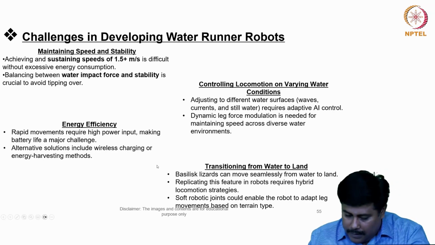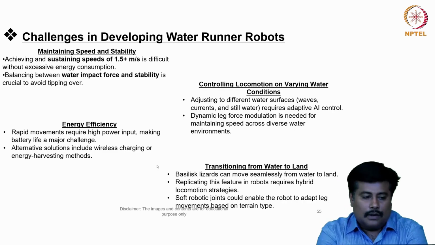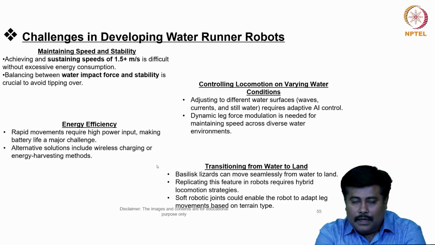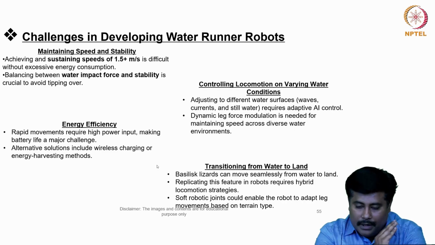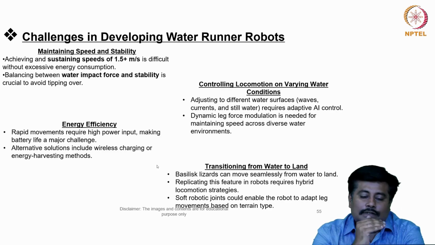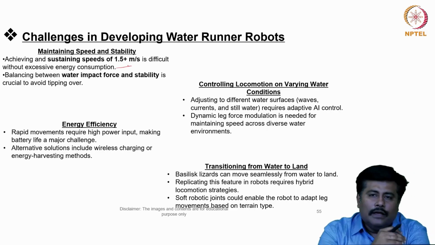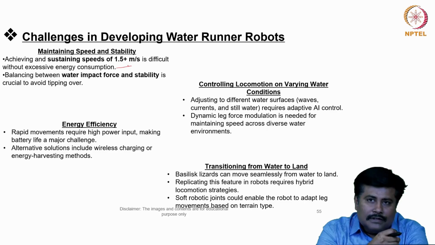Now, let us see some of the challenges involved in developing this water runner robot. One of the key challenges includes maintaining speed and stability. Achieving and sustaining a speed of 1.5 plus meters per second is difficult, with excessive energy consumption.